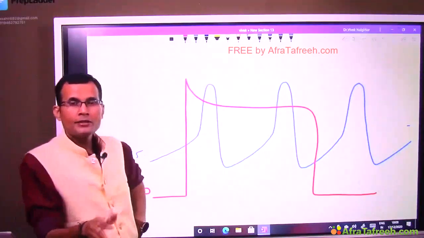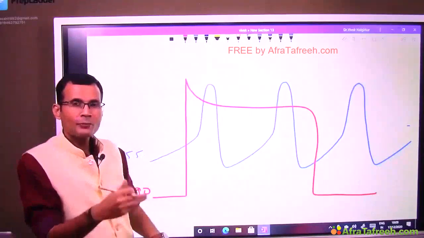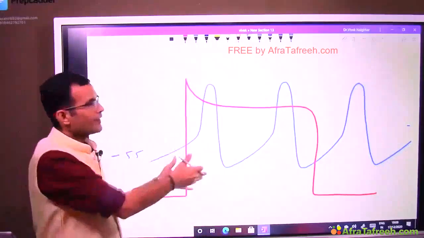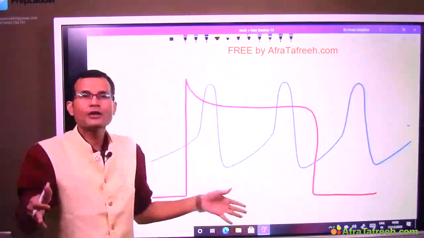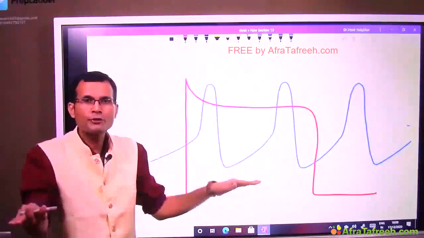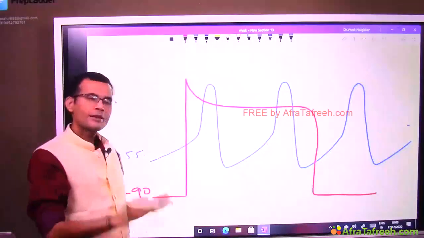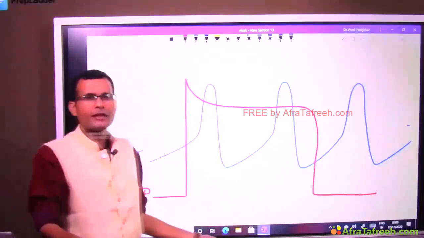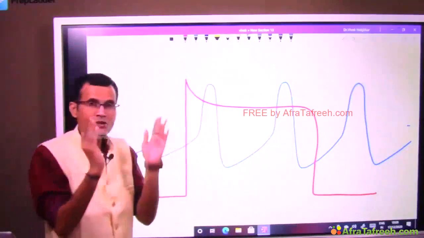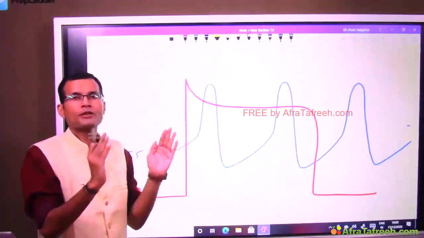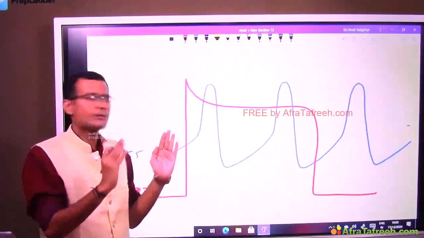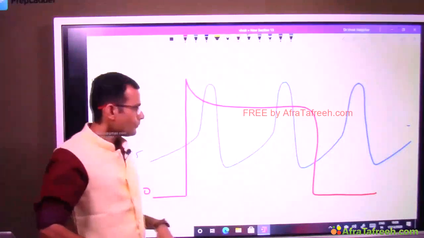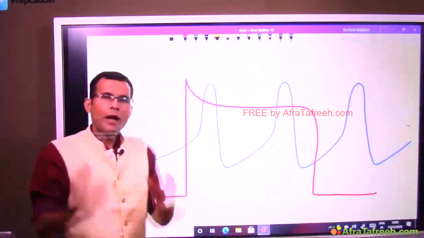Now you will ask me, sir, does that mean the SA node sends two impulses and the ventricle excites once? No, not at all. This is just a comparison of two action potentials. Don't get confused at all. The SA node sends one impulse and the Purkinje fiber excites once. That's how it is, obviously. That's what happens in the heart. This is just a comparison of two action potentials and their time durations. So first, look at the time durations of the two action potentials. Why am I showing this?